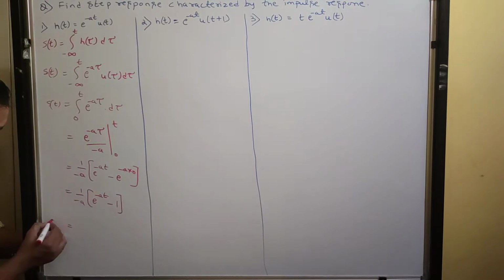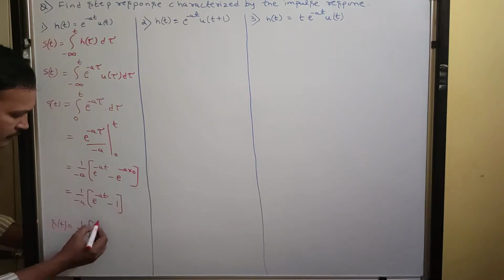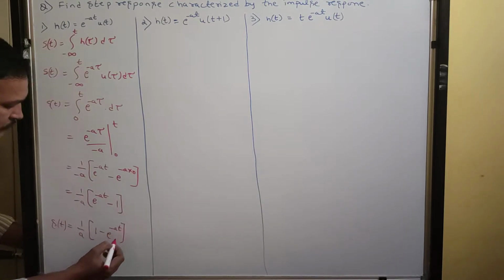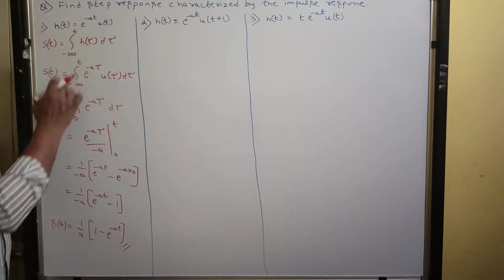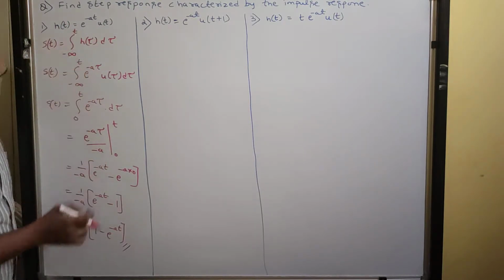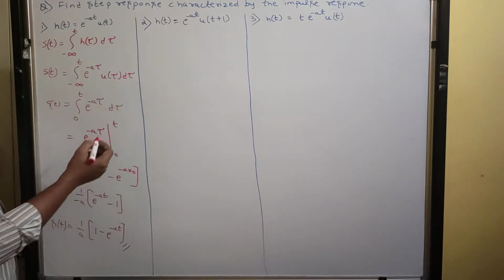So therefore the step response s of t is equal to, now I am multiplying the minus, so I can write 1 minus e power minus at. So this is the answer for this particular question. For the given impulse response, this is the step response equation. Next we can move to the second problem.